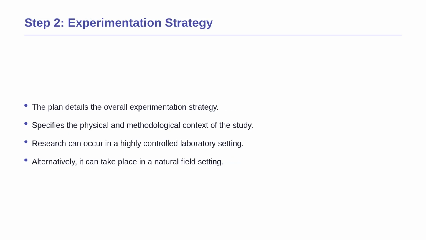Once you have your specific question anchored, the next logical step in the plan is defining your experimentation strategy. This is where you decide the physical and methodological context of your study. Will you conduct your research in a highly controlled laboratory environment where you can manage every variable? Or will you observe subjects in a natural field setting, which might be more realistic but harder to control? Specifying this strategy in advance is crucial because it dictates the kind of equipment, permissions, and timelines you will need to successfully complete your work.